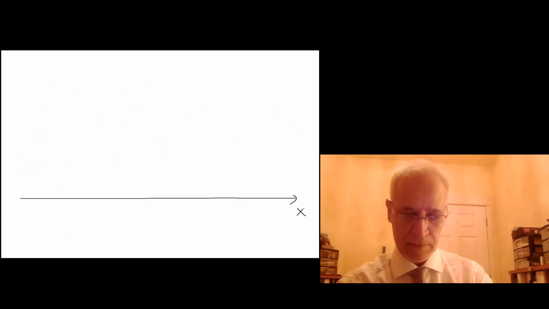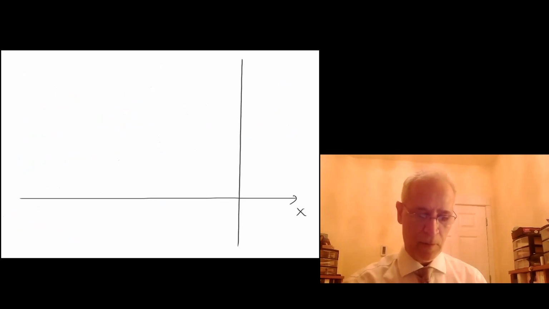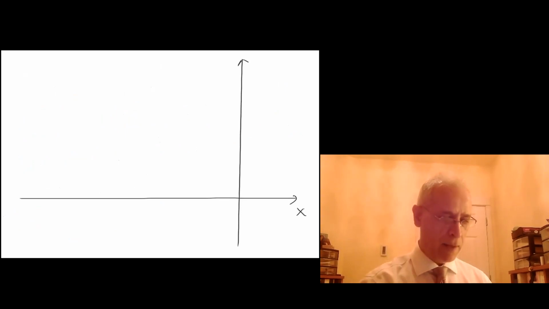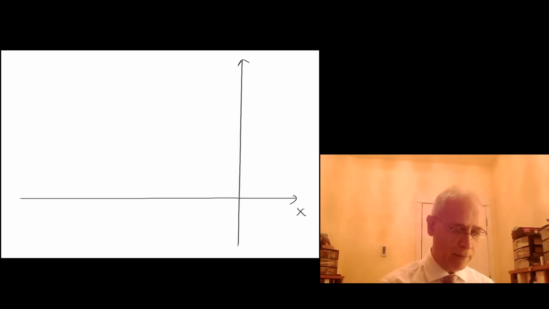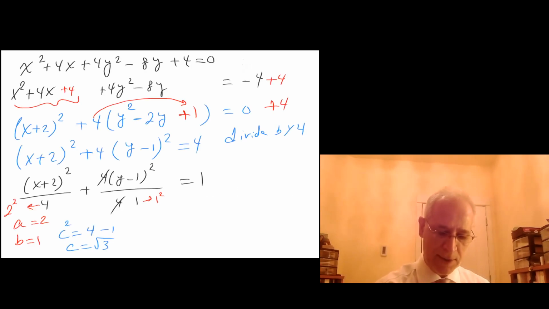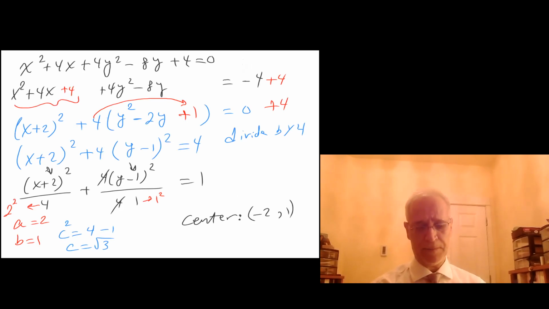And let me go to the previous page, because here, look at this. What is the center of this ellipse? The center of the ellipse is minus h, minus k, so it's going to be the opposite of this number, which is -2, and the opposite of this number, which is going to be +1.